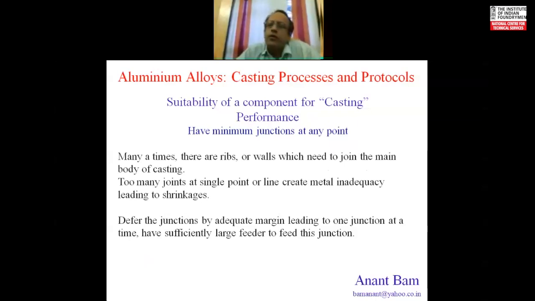Instead of having multiple junctions at a single point, if one can defer the junction by adequate margin, then naturally such liquid inadequacy can be distributed at multiple places. And hence, we can get rid of this shrinkage problem.